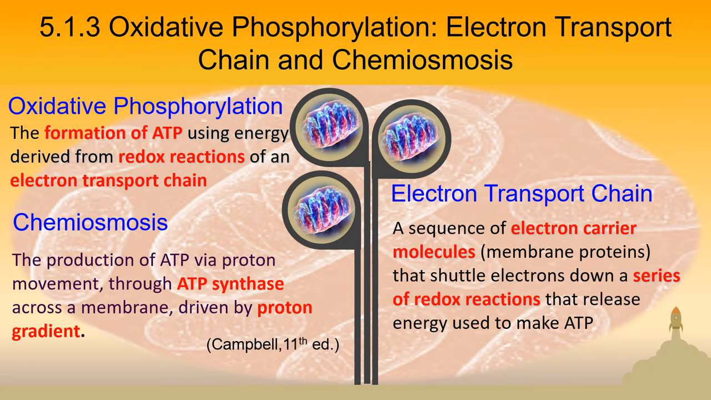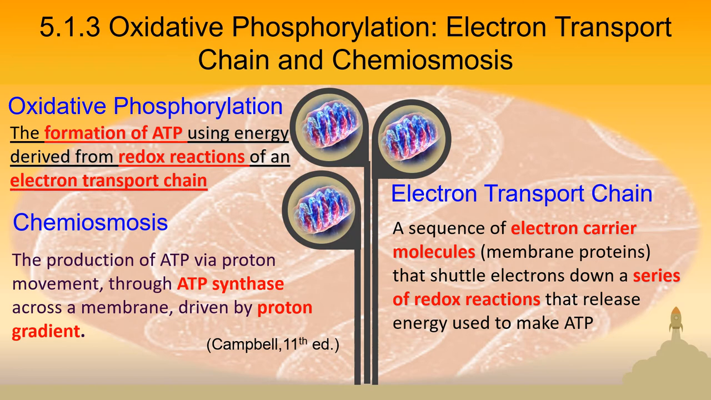From the video shown, we know that oxidative phosphorylation is the formation of ATP using energy derived from redox reactions of an electron transport chain. Oxidative phosphorylation involves the electron transport chain and chemiosmosis. What are the electron transport chain and chemiosmosis?